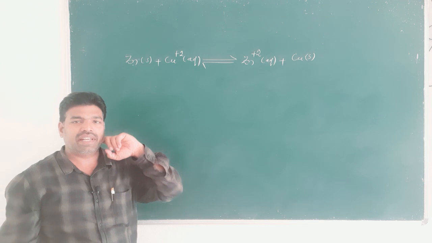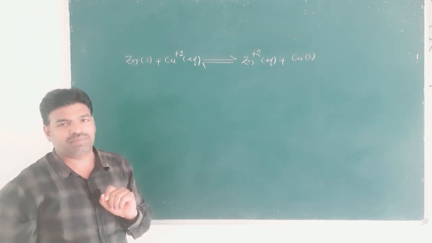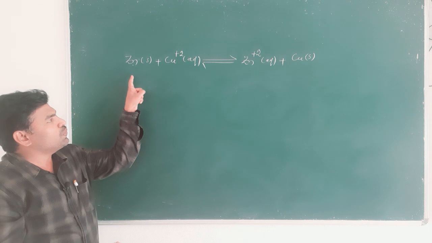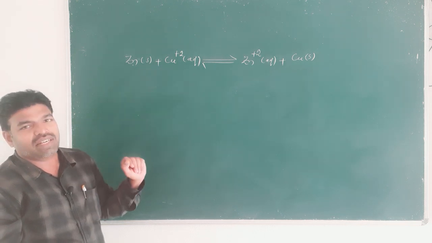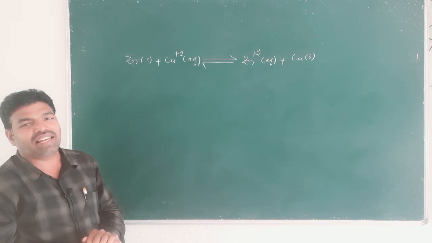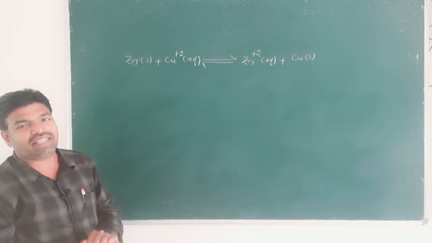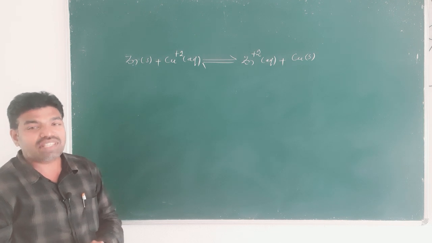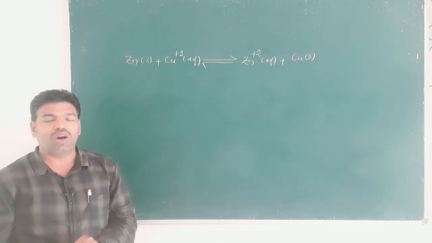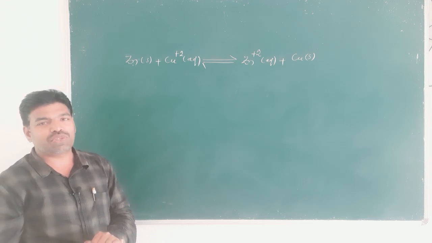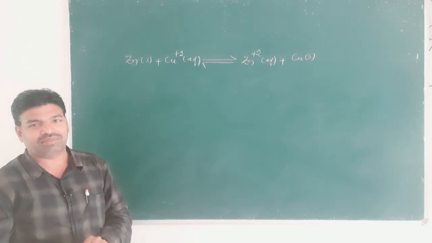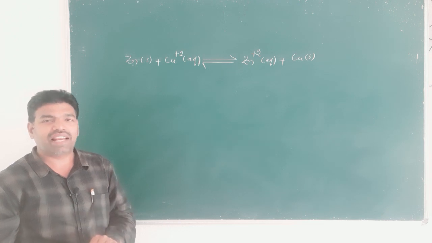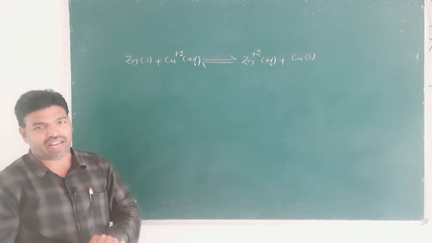Already I told you the Daniell cell construction and its working process. This is the cell reaction in the Daniell cell. With the use of this redox reaction, the Daniell cell produces electrical energy. How is this electrical energy produced by this redox reaction? I shall try to explain that.